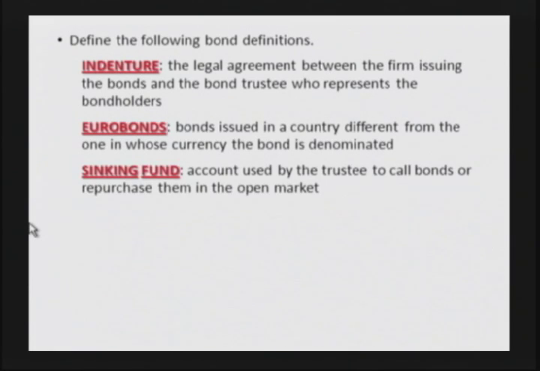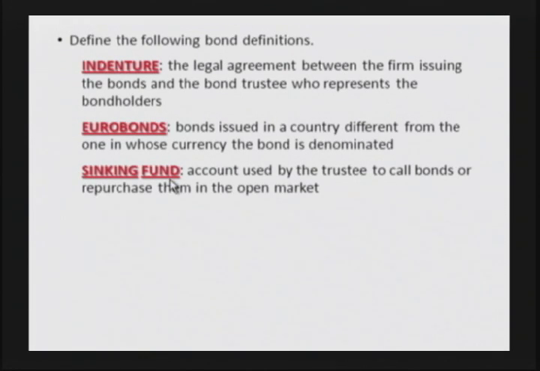The bond definitions are straight off of the bond definition page. The first one mentions an indenture, which is that legal agreement between the firm issuing the bonds and the trustee. So it tells what rights the bondholders have, and if they're violated, the trustee can sue the issuing firm on the bondholder's behalf. Euro bonds are bonds issued in a country different from the one in whose currency the bond is denominated. So a US dollar denominated bond issued somewhere outside the US is actually a euro bond, and a Japanese yen denominated bond issued outside Japan is a euro bond.